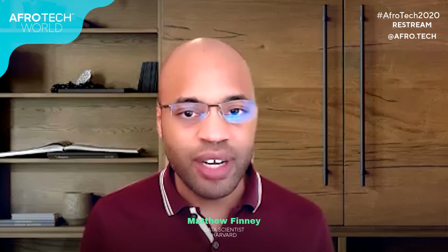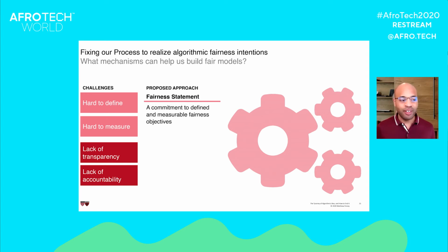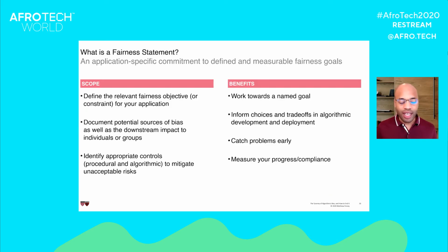And it's called a fairness statement. So what is a fairness statement? That's an application-specific commitment to defined and measurable fairness goals. The scope of this fairness statement is going to include defining the relevant fairness objective or constraint for the specific algorithm that we're working on developing. So for example, that could be, we want to make sure that African American people and white people receive similar kidney function scores for similar actual kidney function.